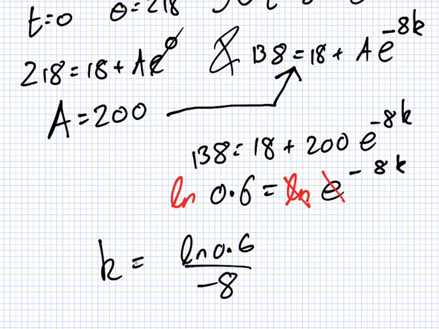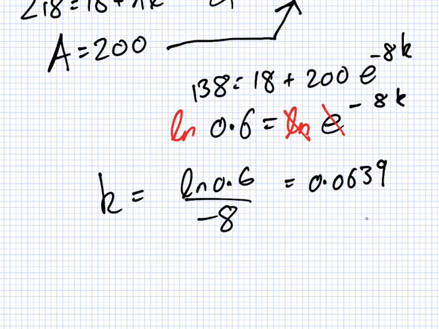0.06. Yes. You're giving me the final answer, is it? Yes. Does it say anything about number of places? No. So we'll just do our usual three significant figures. 0.0639. And the A equals 200.